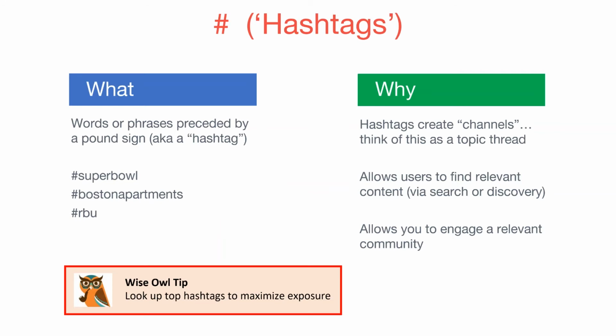First, hashtags. Well, what is a hashtag? It's a word or phrase preceded by a pound sign, also known as a hashtag. Some popular examples are hashtag Super Bowl, Boston Apartments, or RBU. Why do we use hashtags? Hashtags essentially create channels, so you can think of this as a topic thread. It allows users to find relevant content via search or discovery, and it allows you to engage with a relevant community. Also, here's a wise owl tip: look up top hashtags to maximize exposure.